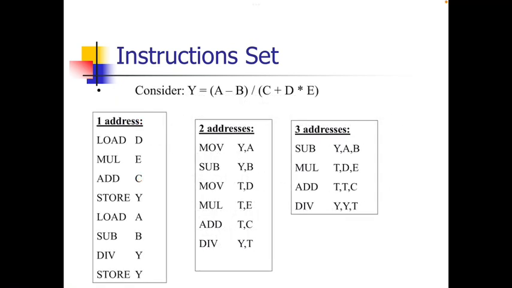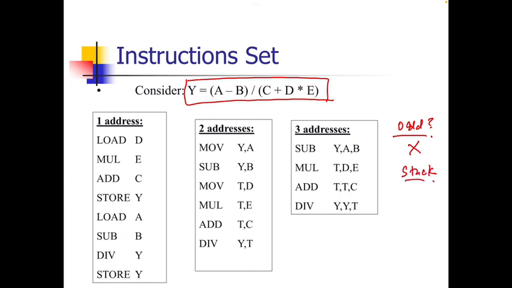Let's say we have this statement or equation. How can we explain it in 1 address, 2 address, or 3 address? How about 0 address? 0 address, no, because as I mentioned before, 0 address is for the stack.